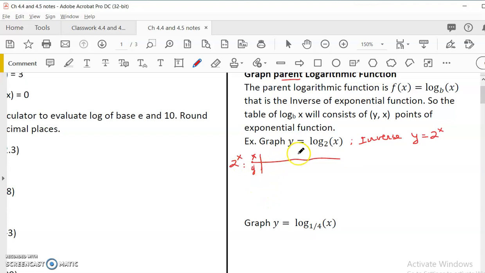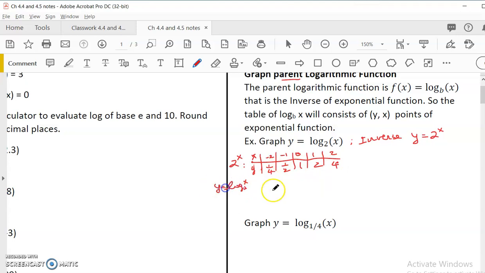2 to the x, when we build the table, will be 0, -1, -2, 1, 2. Some positive, some negative, because the domain of an exponential function can be anything. And then I know 2 to the 0 is always 1, 2 to the 1 is 2, 2 to the 2 is 4. 2 to the -1 is 1/2 because it's just the reciprocal of 2 to the 1, and the reciprocal of 4 is 1/4. Then I'll just write log base 2 of x.